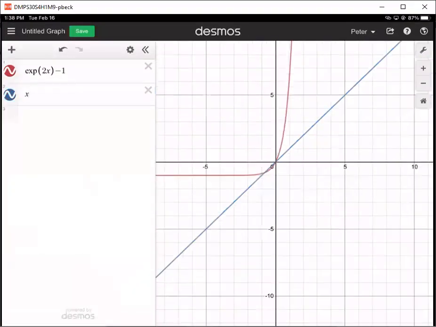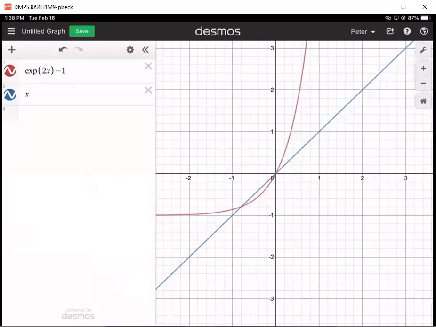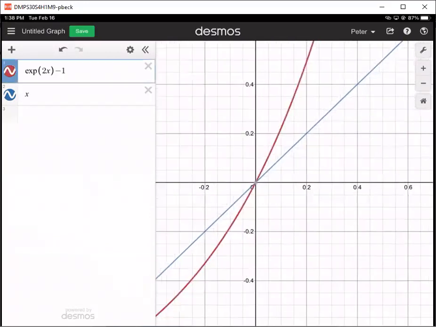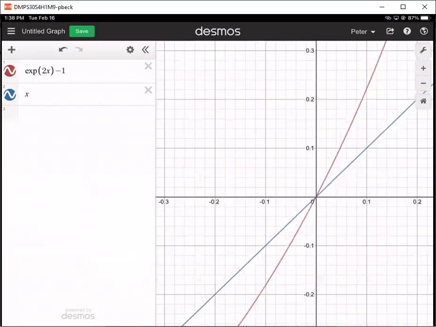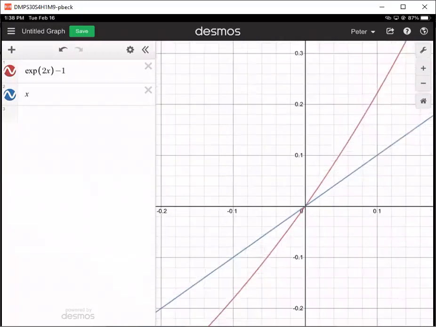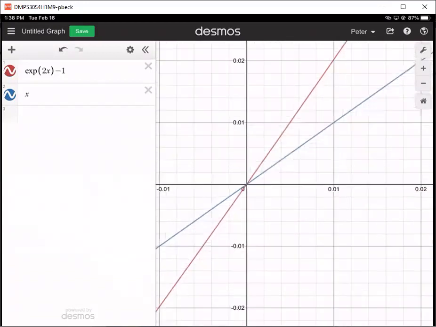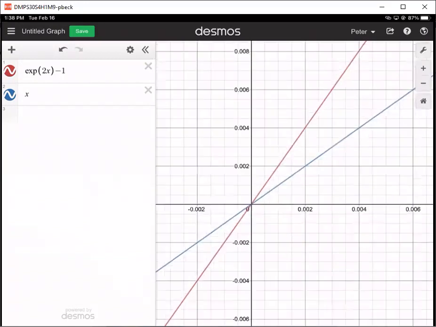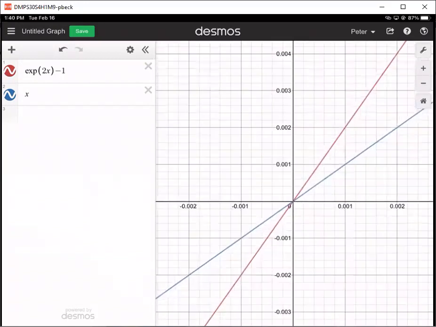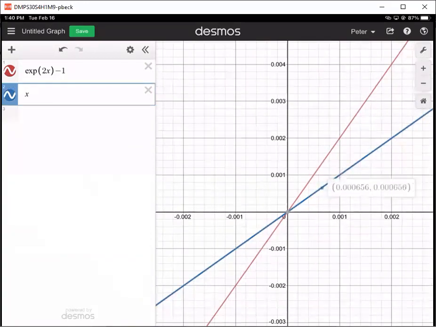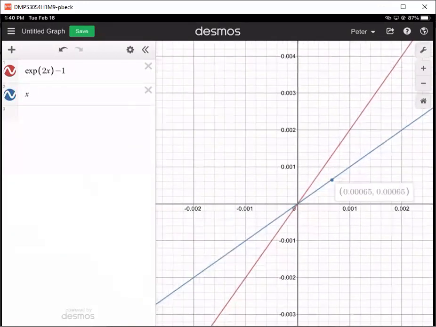So when I take a look at these two functions, e to the 2x minus 1 and x, we can see that as x approaches 0, we end up with that 0 over 0, which is what we were talking about before. Now, I'm going to zoom in, because zooming in is the numerical and graphical approach to taking the limit of a function. So as we zoom in, I'm going to zoom in hopefully sufficiently. Now when we take a look at these two functions, we're going to say, okay, this is 0 over 0 when x approaches 0. That's true.